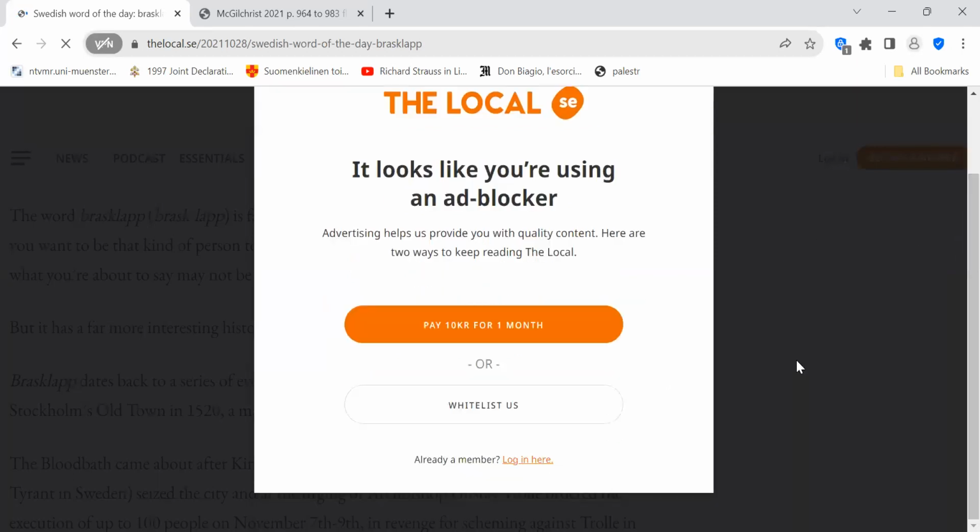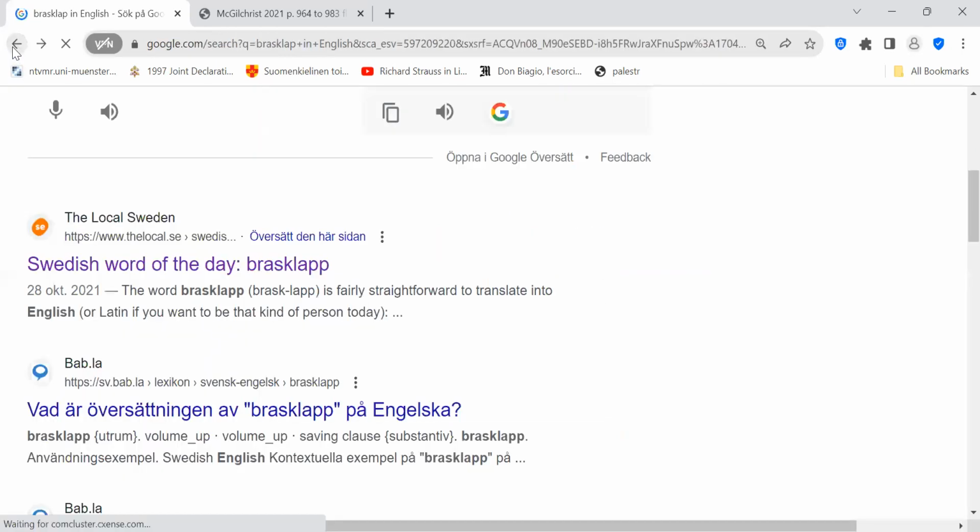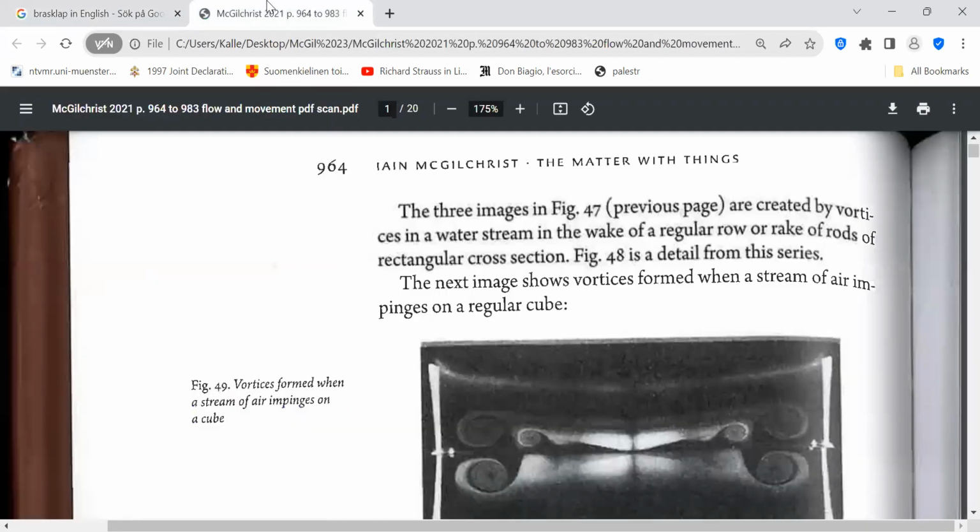I think the English word is waiver. Caveat? Caveat. No, for brasklapp it's caveat. Yeah, caveat. I was thinking of waiver, but caveat is good as well. Which reminds me of when I was younger, I thought a waiver was something you wave with, so you can get through customs. It has nothing to do with that.